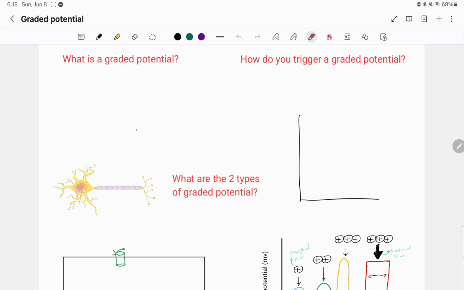In today's video, we're going to talk about a graded potential, picking up where we left off from membrane potentials, okay?